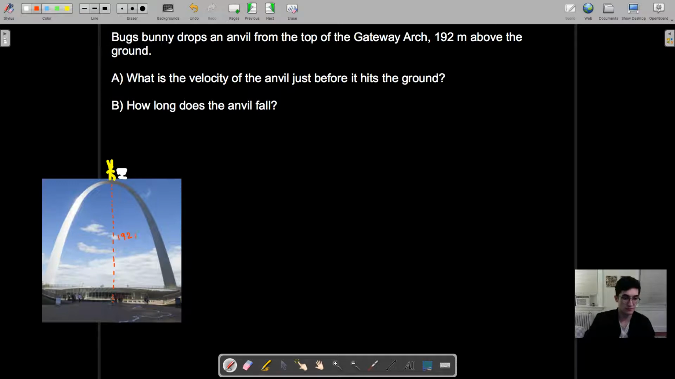192 meters. And he drops this anvil, and we want to know two things: the velocity of this anvil just before it hits the ground, and how long the anvil falls, okay? So let's start with part A. What is the velocity of the anvil just before it hits the ground?